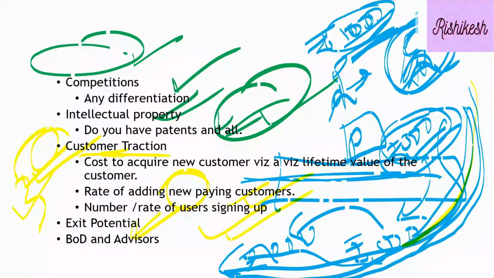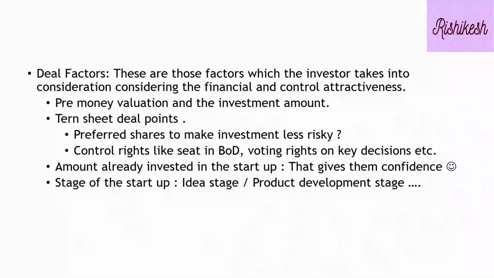Board of directors and advisors. The kind of board of directors and advisors you have also plays a very important role, because that speaks volumes about the kind of advice that you are actually getting. And a good board of directors, a good set of advisors can actually steer your way through any kind of problems as well. So that gives a lot of confidence to the investors, and that increases your valuation as well. So this factor is also taken into consideration while you're doing a valuation for your early stage startup.